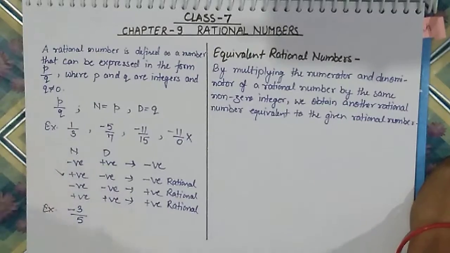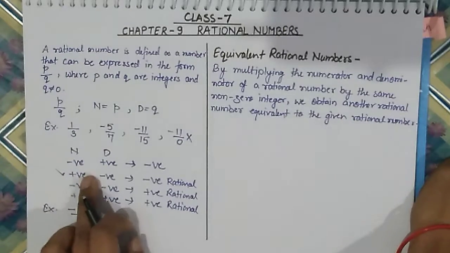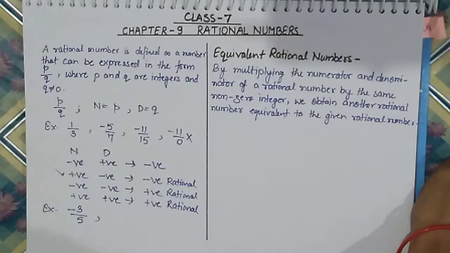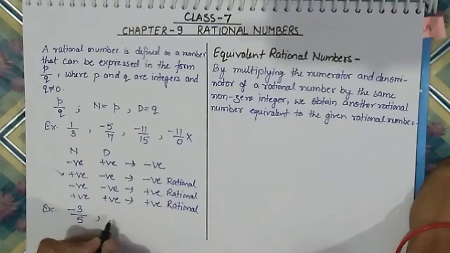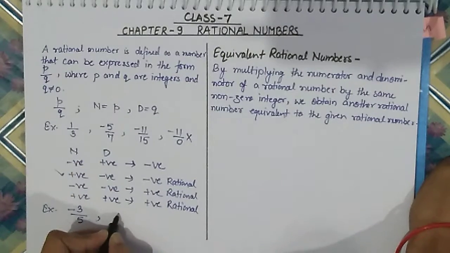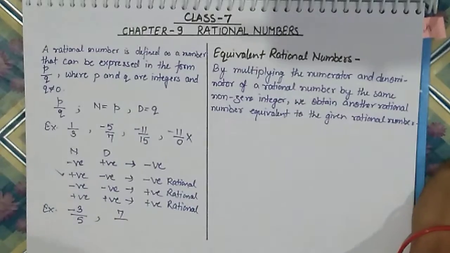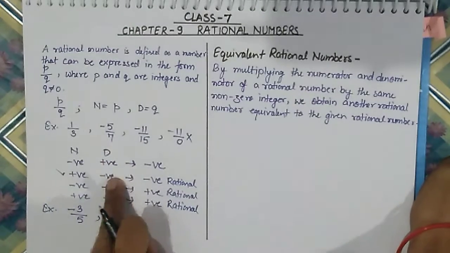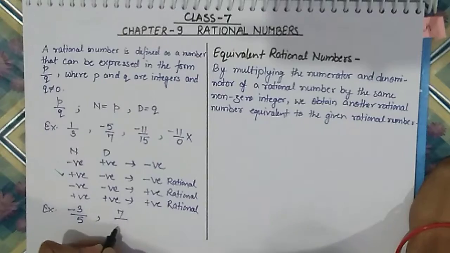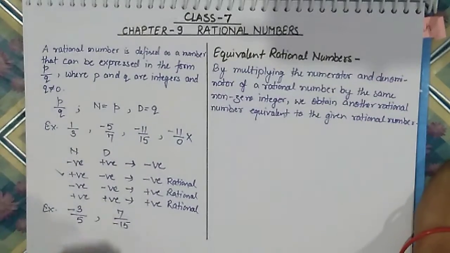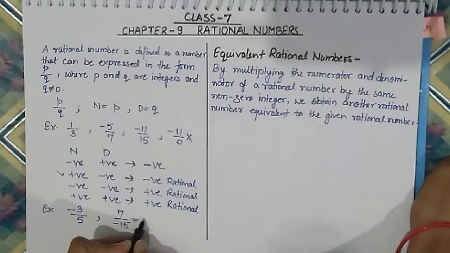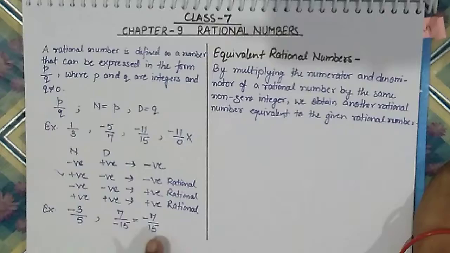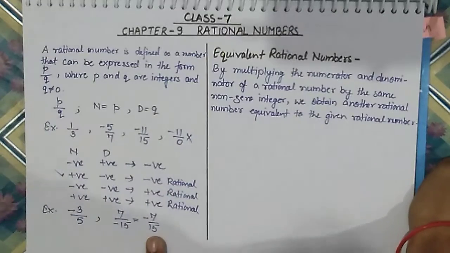Similarly, for the second condition, a positive numerator and a negative denominator. Suppose I take 7 as the numerator and -15 as the denominator, we can write this as -7 by 15. This is a negative rational number.